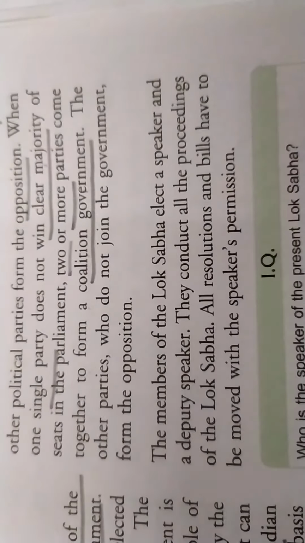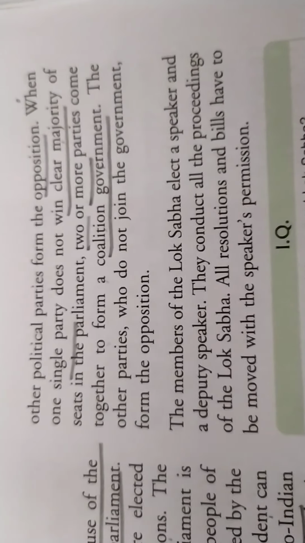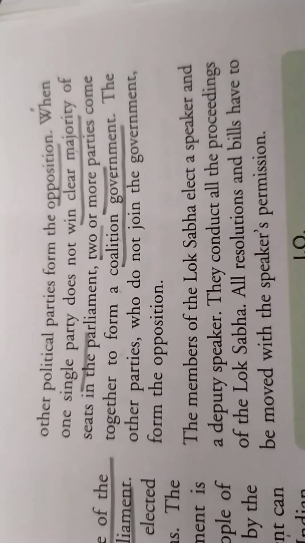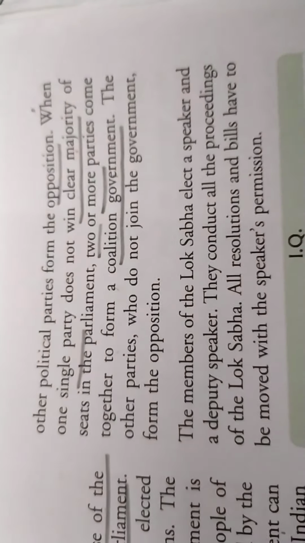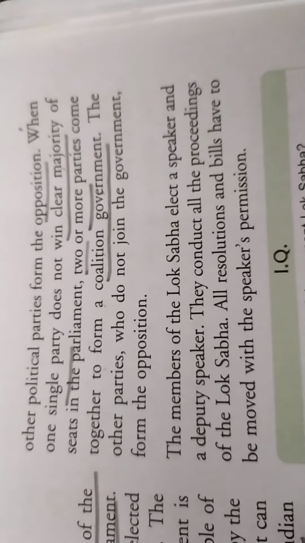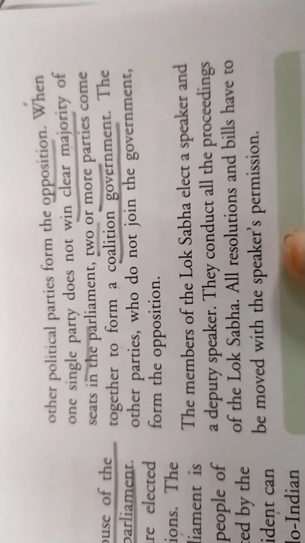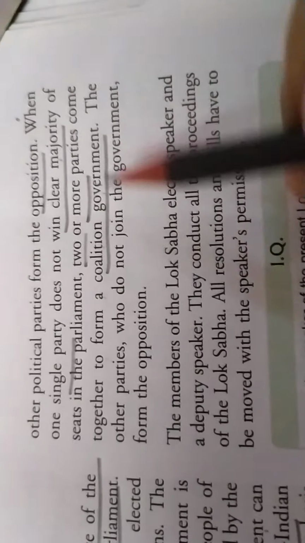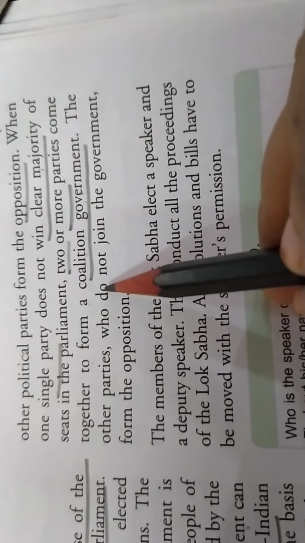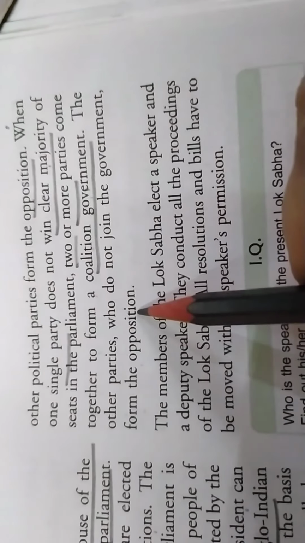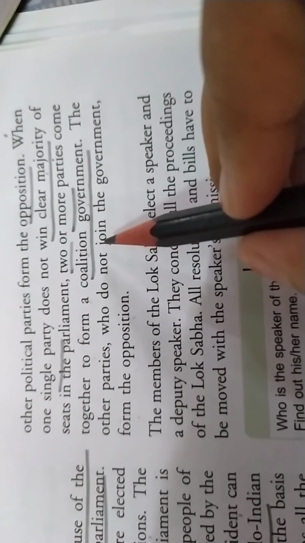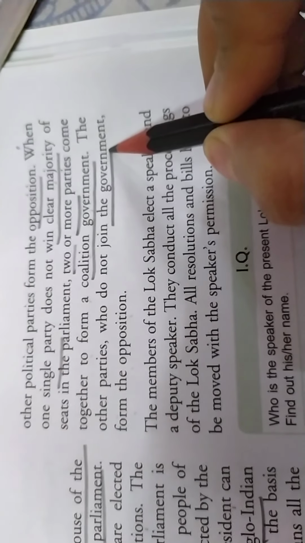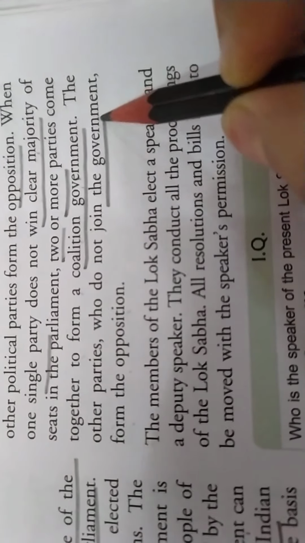So what does a coalition government mean? If one single party does not get a majority of seats in the parliament, it can make an agreement with two or more other political parties, and hence they can form a coalition government. The other parties who do not win form the opposition. The parties that do not get the maximum number of seats or votes in an election form the opposition party.